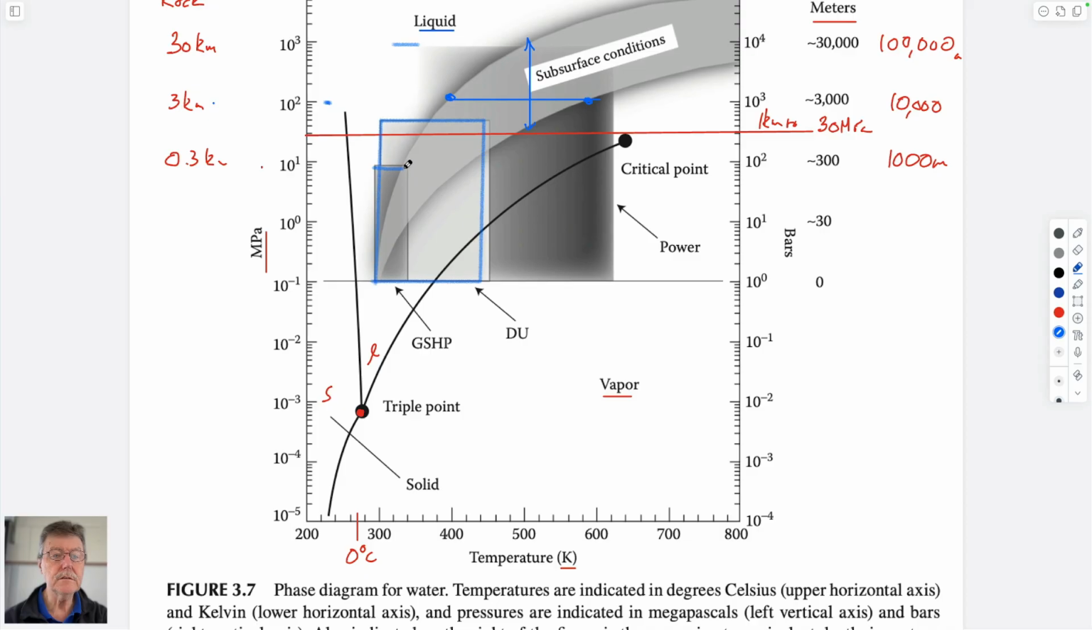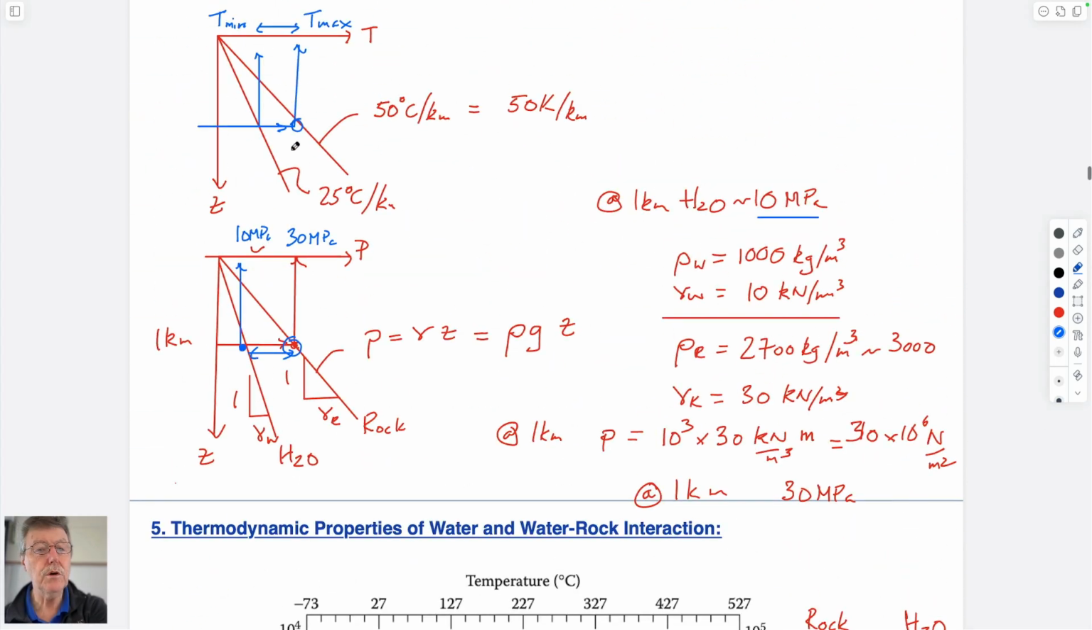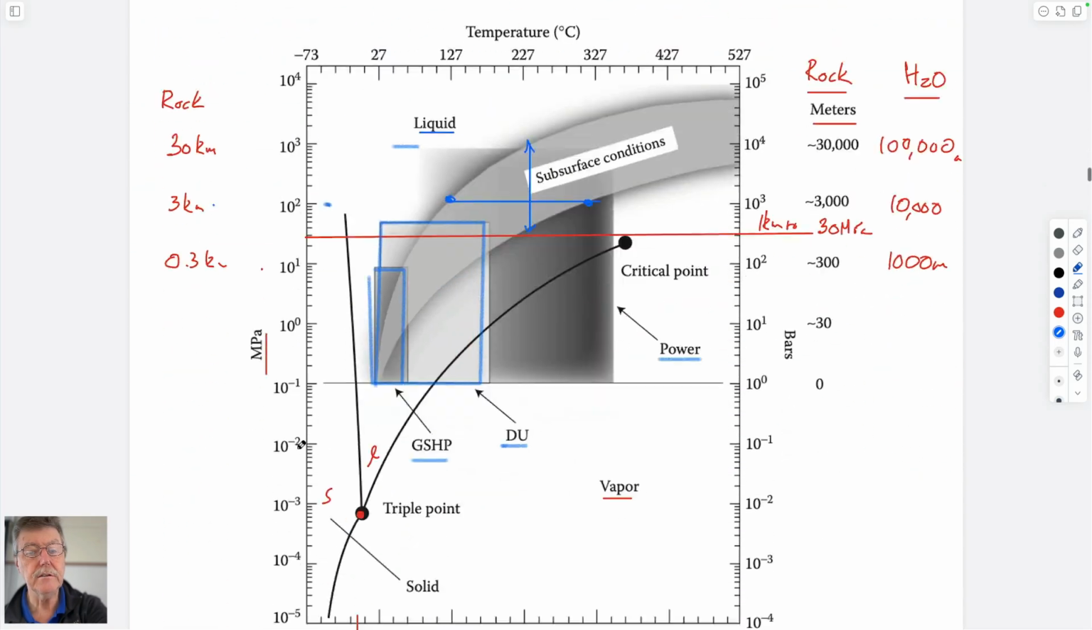And for ground sourced heat pumps, which is this lowermost block here, which is defining here. So ground sourced heat pumps, direct use, and for electricity generation, for power generation. These all sit within the liquid part of the phase diagram for water. It's below the vapor temperature and above the frozen temperature. And so that's really just bounding what the expected conditions are for temperature and pressures as we go down in depth.